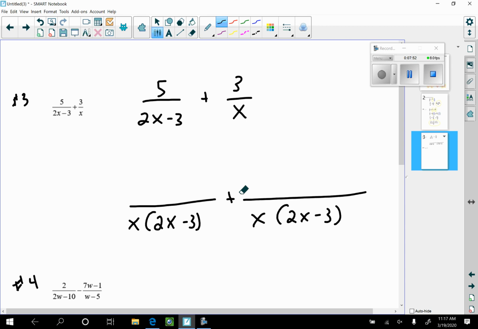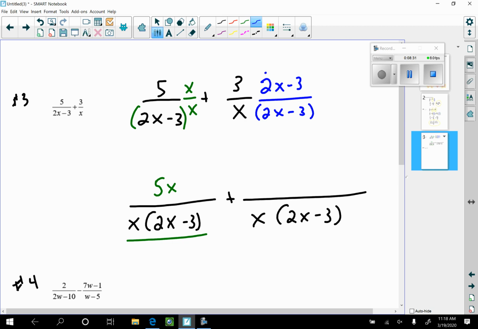So now my question is, how do I make this 2x minus 3 into x times 2x minus 3? You betcha. I multiply this guy by x over x. And I know what x times 2x minus 3 is, and I don't need to multiply that out. What's 5 times x? 5x. So how do I change this x into x times 2x minus 3? You got it. You're going to multiply the top and bottom by 2x minus 3. If you need to pause the video, go ahead. So x times 2x minus 3 is just x times 2x minus 3.